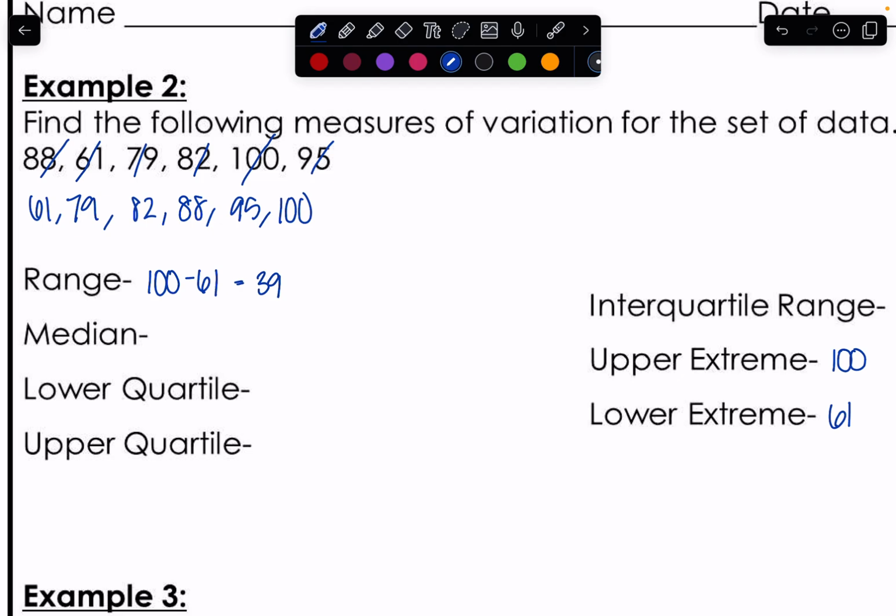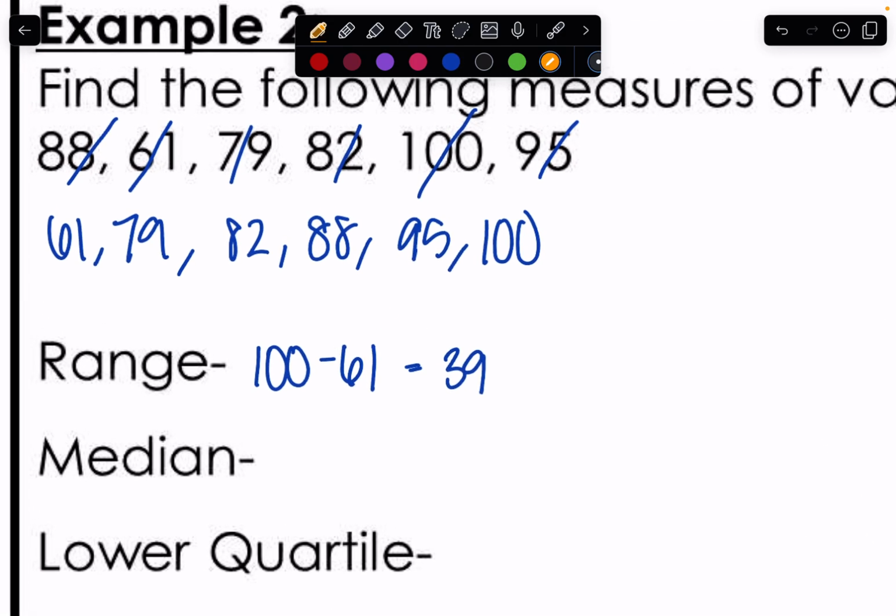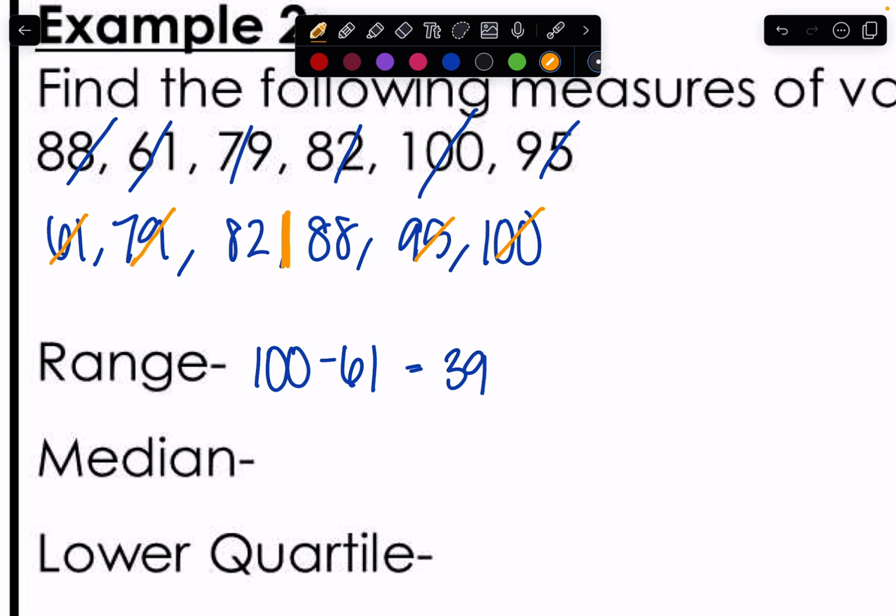Okay, now we want to start crossing off. So let's go and look at the median first, right? We always cut in half, and then I can work on the quartiles. So half first, then your quarters. So 61, 100, 79, 95. We run into an issue. If I cross off 82, I'd also have to cross off 88. That's not good. So this is in between.